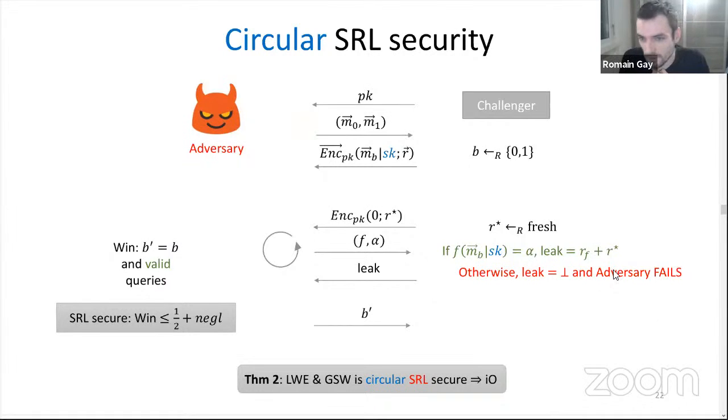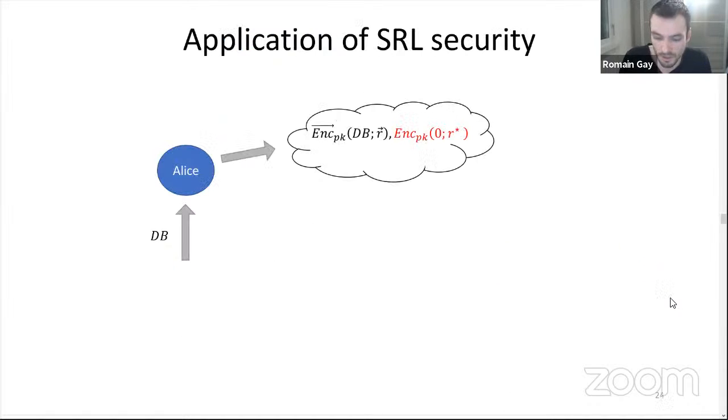It's not like a point function that outputs a secret key. That would not be okay. All right. So we actually believe this is a natural definition. And to show you this is the case, I will give you a toy example, a toy application where SRL leakage could come up.